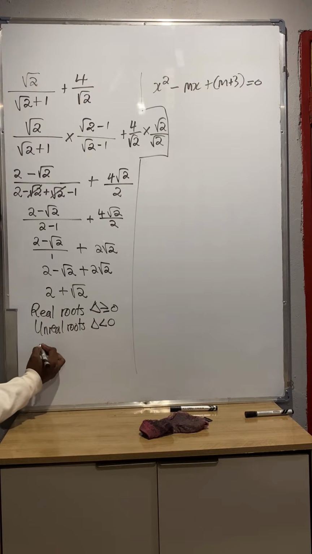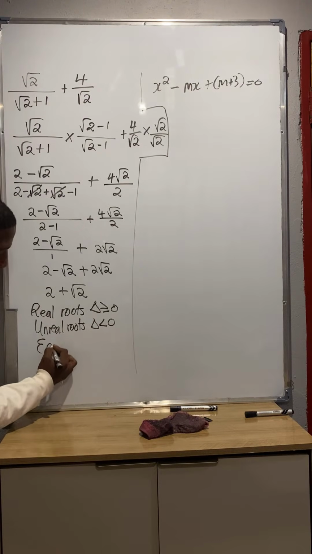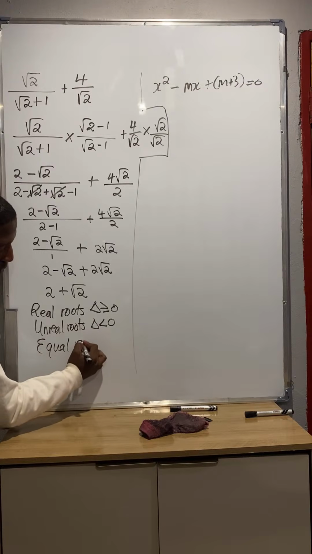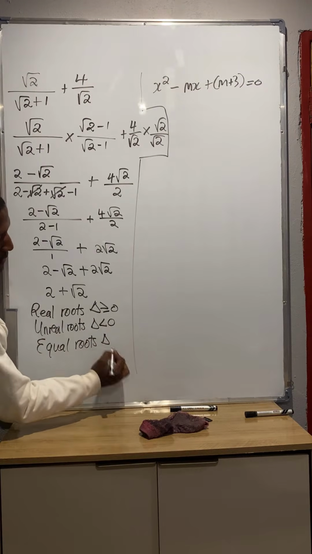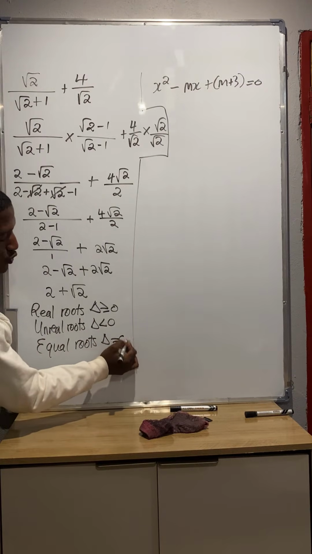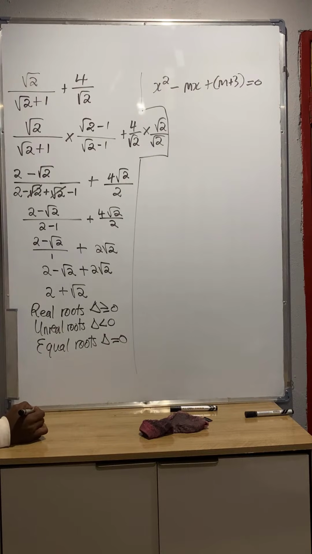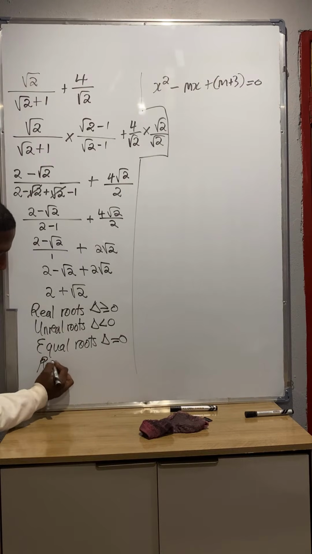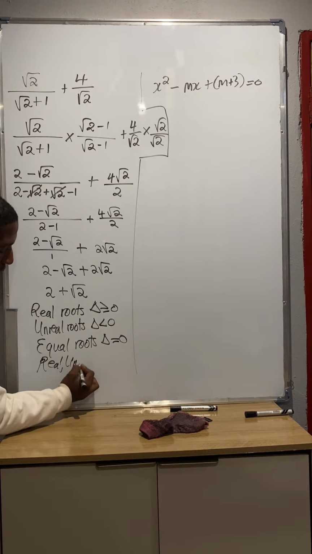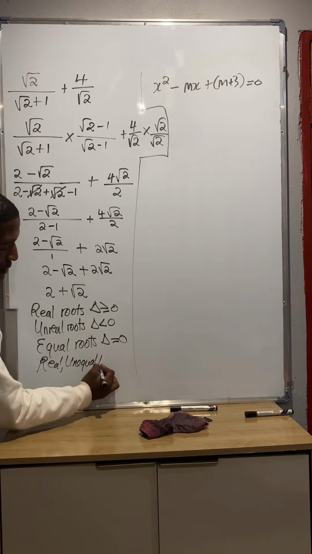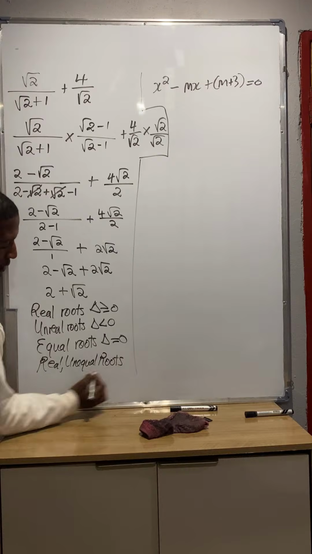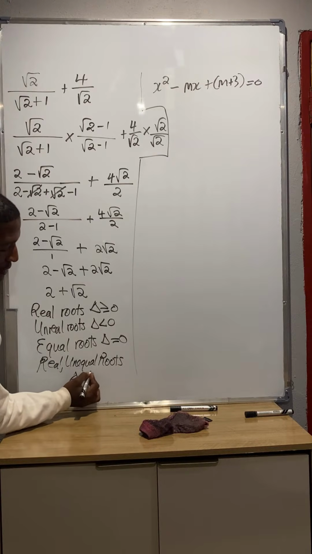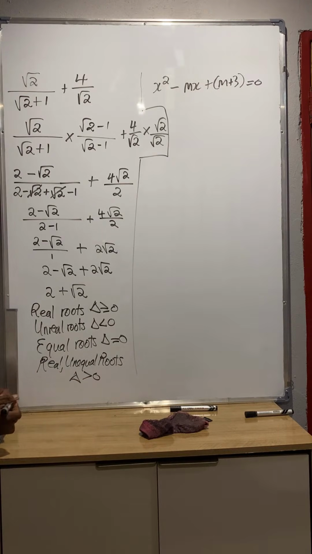And then for equal roots, delta is equal to 0. Okay? And then for real and unequal roots, delta is greater than 0. Okay? So those are your answers.